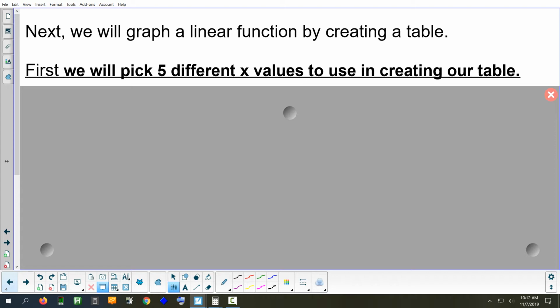So, the difference with this section is you can pick anything you want for x. I'm not telling you, like, you can buy 1 book, 2 books, 3 books, 4 books, 5 books, something like that. I'm going to let you pick whatever you want. Now, if you can pick anything you want for x, what kind of values do you think you should pick?